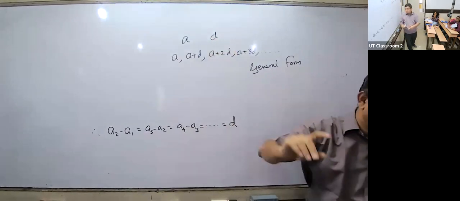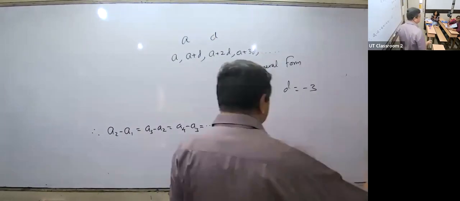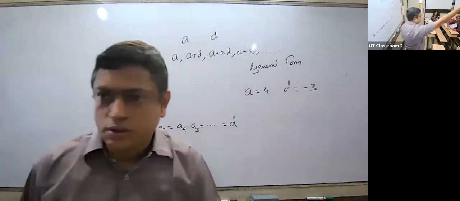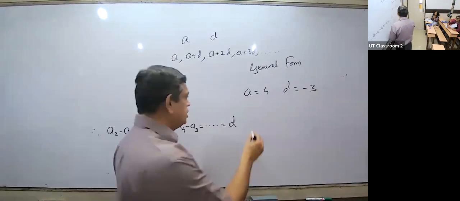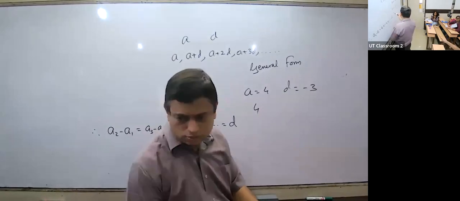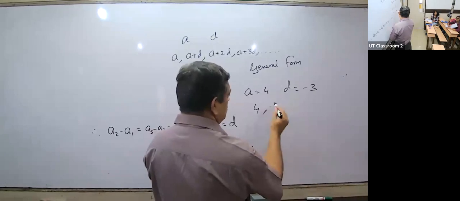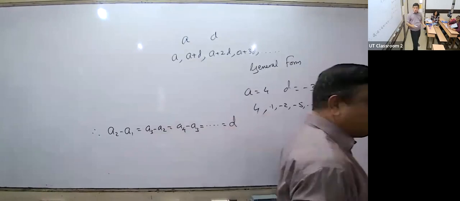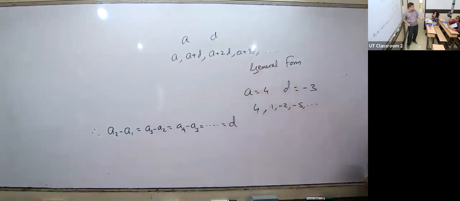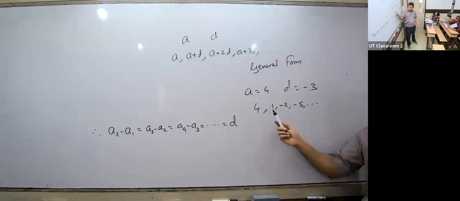Darshan, A is equal to 4, D is equal to minus 3. What is the AP? Starting is 4. 4 minus 3 is 1. 1 minus 3 is minus 2. Minus 2 minus 3 is minus 5. What is the AP? 4, 1, minus 2, minus 5.